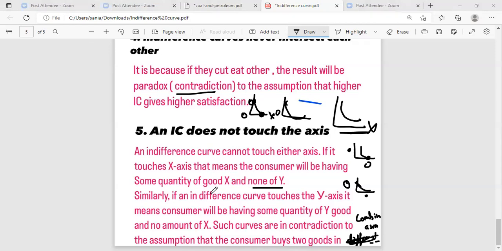Okay, girls, so the last point over here: contradiction to the assumption that the consumer buys goods in combination. Okay? If it touches the x-axis, then it would be some quantity of y and none of x. Wait. If it touches the x-axis, that means the consumer will have some quantity of good x and none of y. Okay. Good one. I just wrote it wrong.